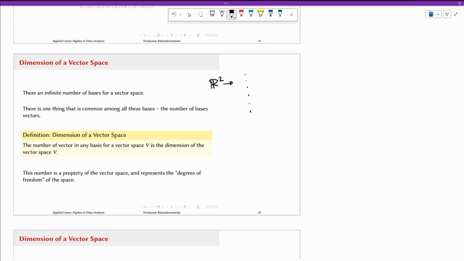They will all span Rn. In addition to that, we'll find that all of them will have 2 elements. Similarly, if I take R3 and list all the basis sets, all of them will have 3 elements. And so if I take Rn and list all the basis sets, they will all have n elements. So that number of elements in a basis set is actually an important property.